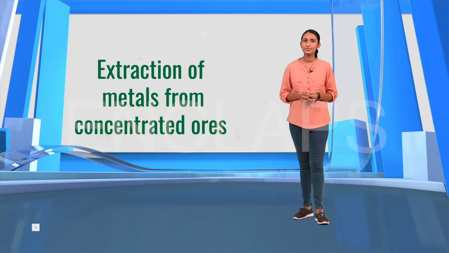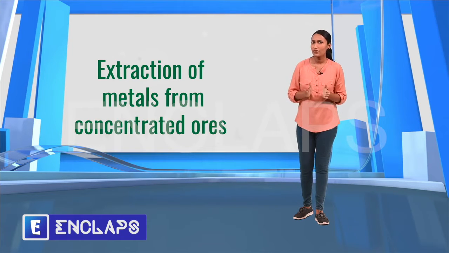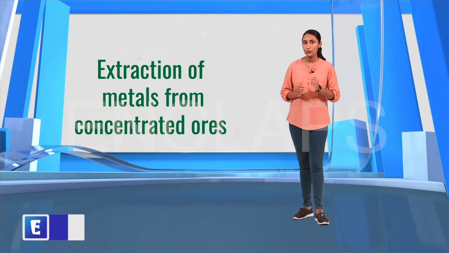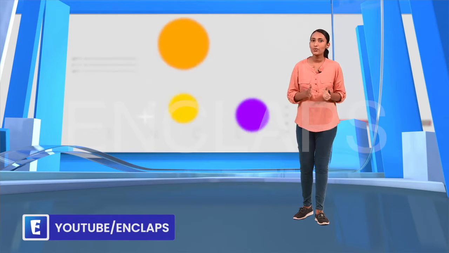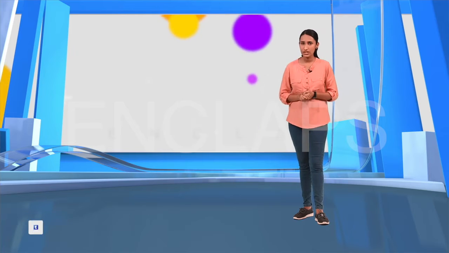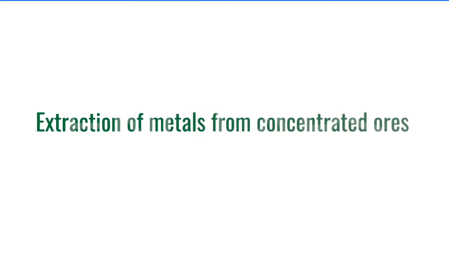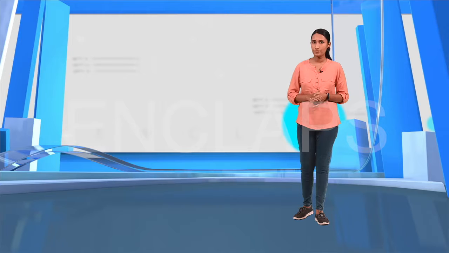It's that easy. Hello. We have already discussed the first stage of metallurgy, that is the concentration of the ores. Today we are going to discuss the second stage, that is extraction of metals from the concentrated ores.